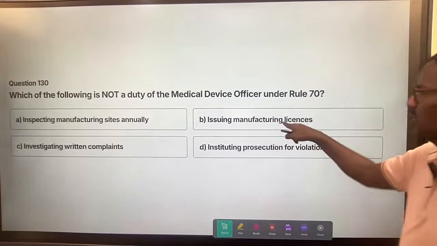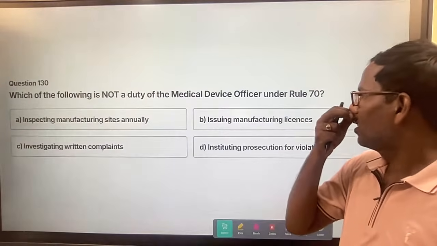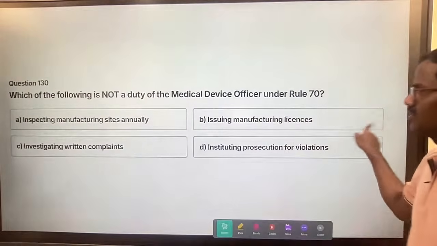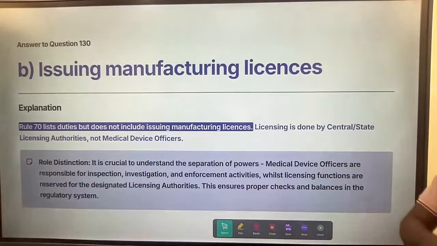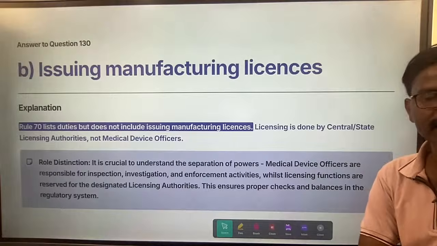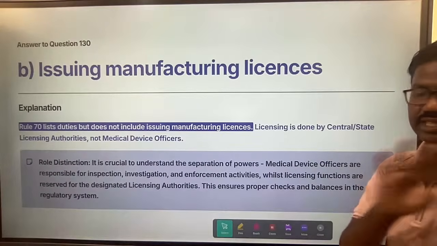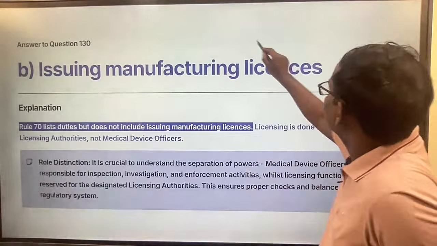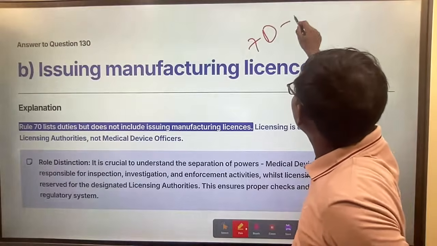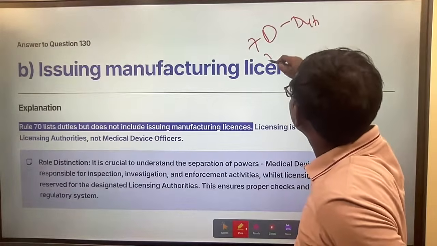We need not give the manufacturing license. The manufacturing license is issued by the authorities. The next question. So issuing manufacturing license. So Rule 70, the duties. 71, information. 76, purpose. 78, dispatch. So this is also a sequence. You remember. Okay. 71. 70, duties, your duties.